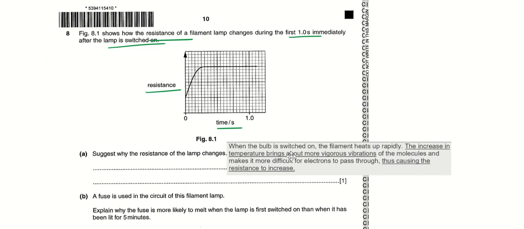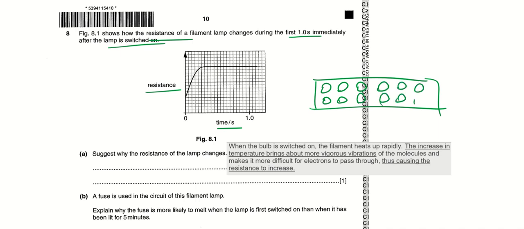The increase in temperature brings about more vigorous vibrations of the molecules and makes it more difficult for electrons to pass through. Because initially, let's say this is the filament. Because it is a solid, the particles are arranged in regular and fixed positions. But when I first turn it on, the filament will heat up. So if it heats up, the particles in the filament will vibrate more vigorously. So imagine I have electrons that are supposed to pass through. It will make it more difficult for electrons to pass through. Therefore, it causes the resistance to increase.